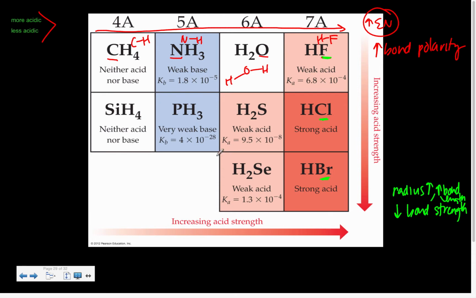Right? So we could say that it is more acidic as we go across a period and my electronegativity increases, therefore my bond polarity increases, meaning that the hydrogen is less strongly attached to my other species and is more readily lost. As we go down a group, the radius of my other species increases, my bond length increases, therefore my bond strength decreases, therefore my proton is more readily lost, and the acidity increases.